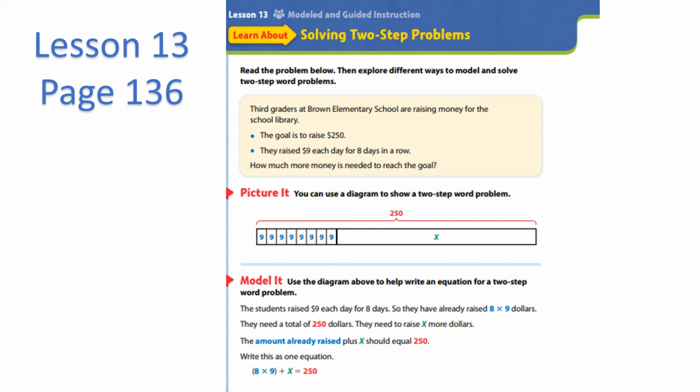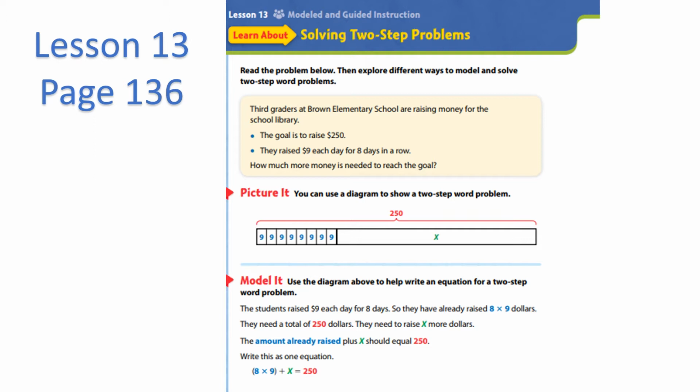solve. So they're giving us a model in our Picture It, which is like a part whole model. And they're going ahead and showing us that we need first to figure out what 8 times 9 would equal. That's the part we already know. We know they're trying to reach $250, and right now they're showing us that 9 times 8 would be 72, so they've already raised $72 of their total.